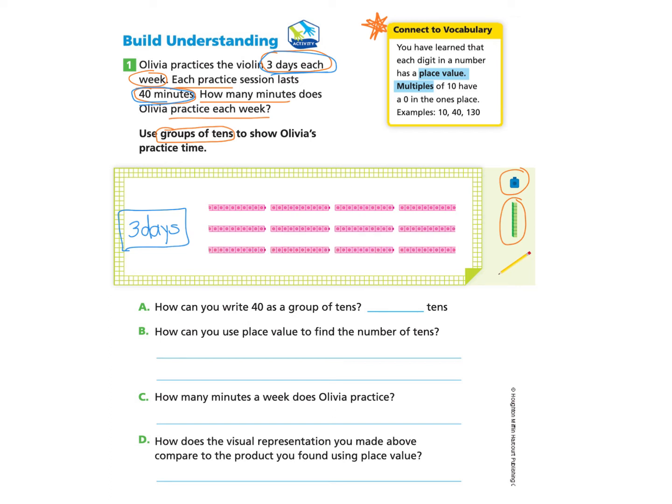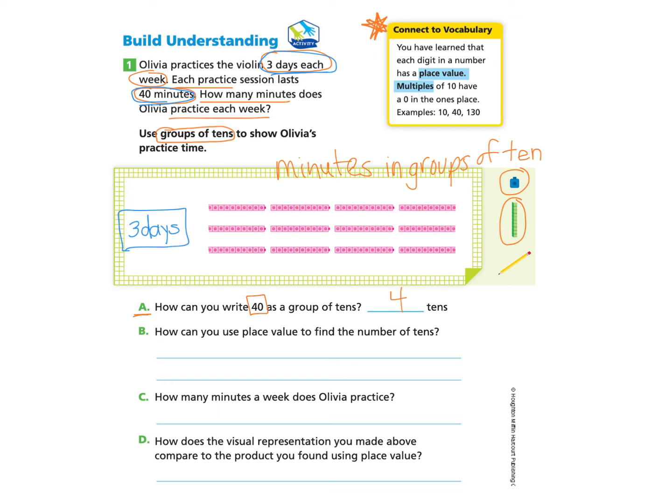Now I have created a way to show in groups of 10 the amount of practice time that Olivia needs to practice the violin. And remember, these groups of 10 are all representing minutes in groups of 10. All right, let's look at part A. How can you write 40 as a group of tens? Well, we've done that here. We said that this first row and all the other rows, 1, 2, 3, 4, there are 4 blocks of 10. So we can write 4 tens.